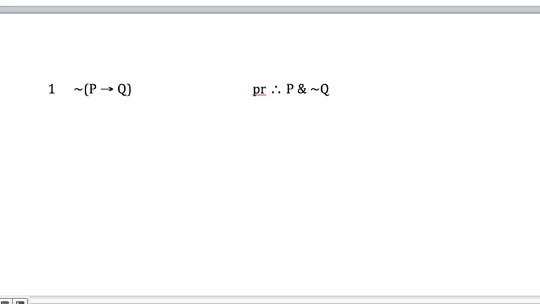Well, we want to be guided by what we're trying to show. We're trying to show a conjunction. The easiest way to show a conjunction is to remember that for a conjunction to hold, both of its parts have to hold, and so we should try to show each of its parts separately. So we'll do that. We'll first try to show P, and then we'll try to show not Q. But how can we show P?